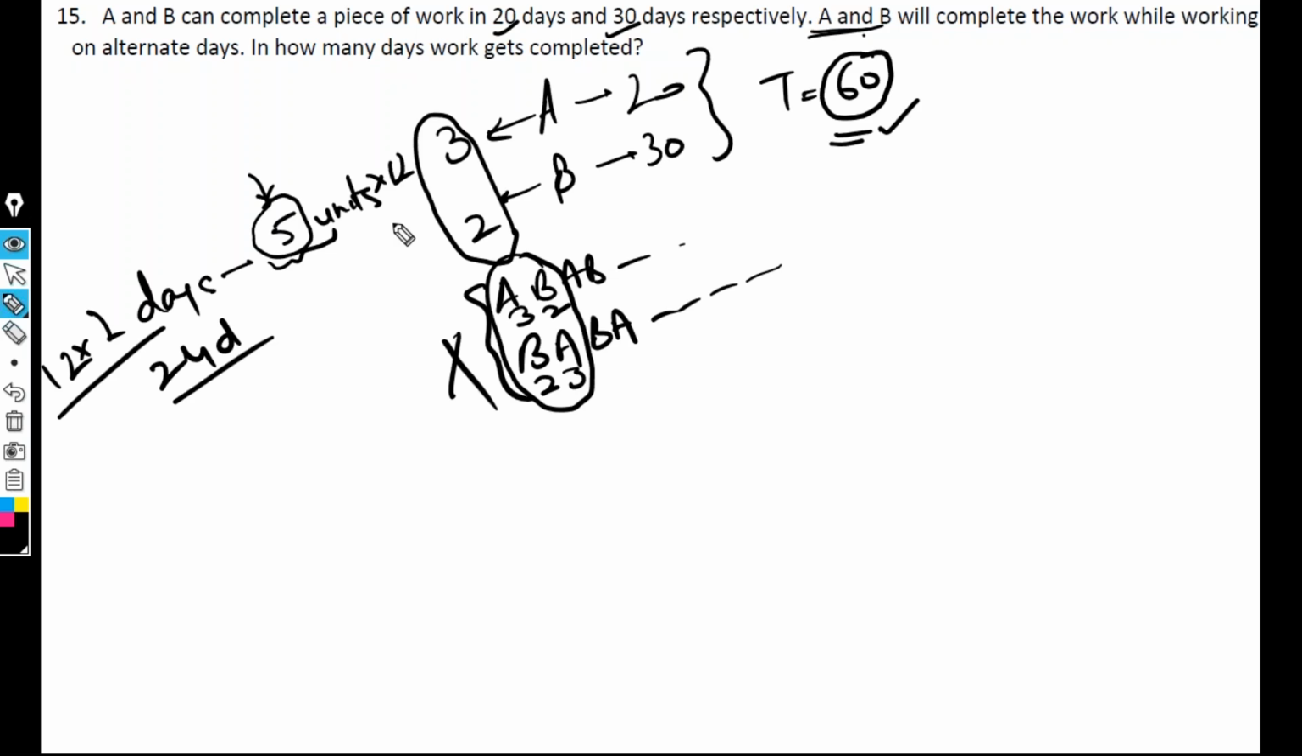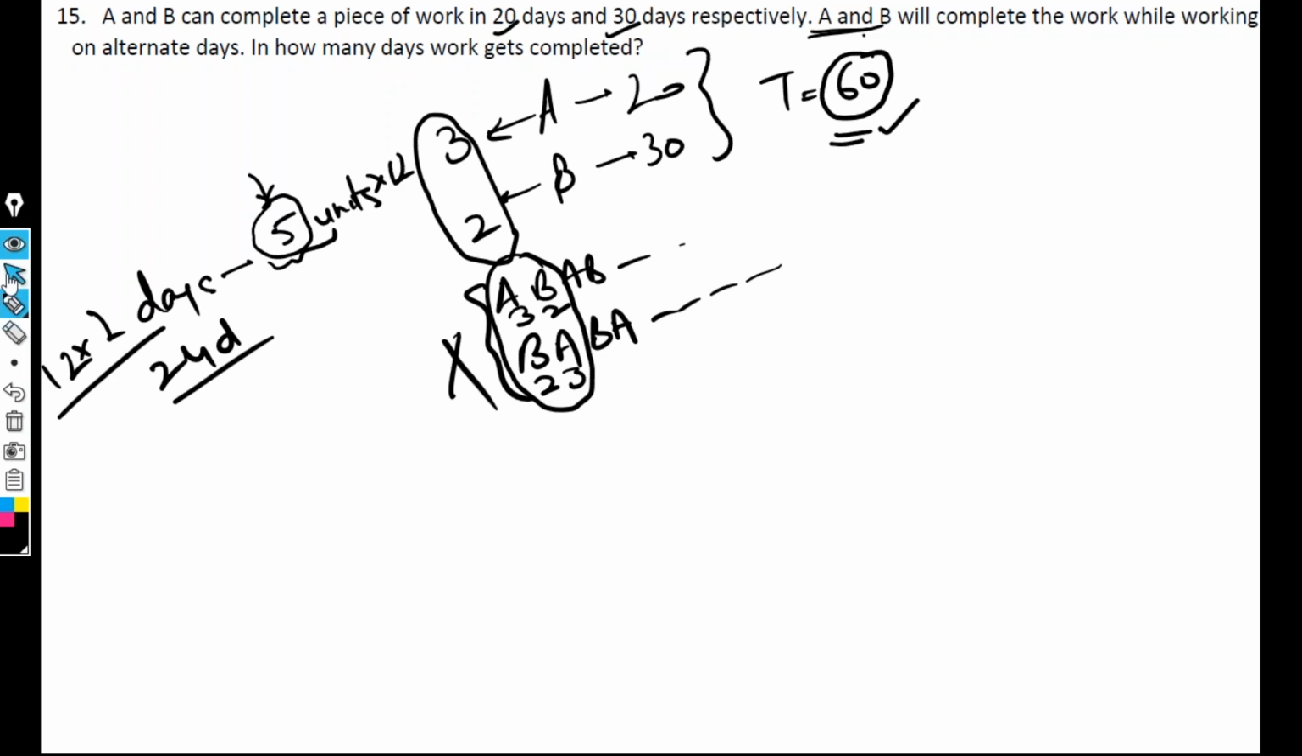Shivani, it is 2 days, 5 units. Is it clear, everyone? Those who wrote 12 as your answer, is it clear?